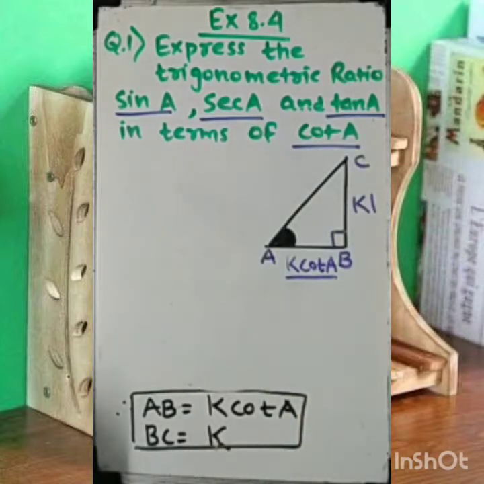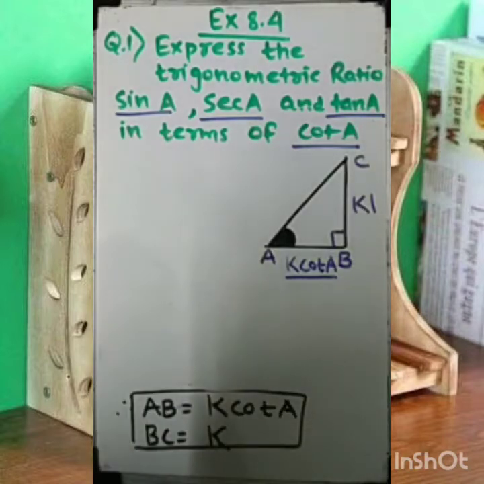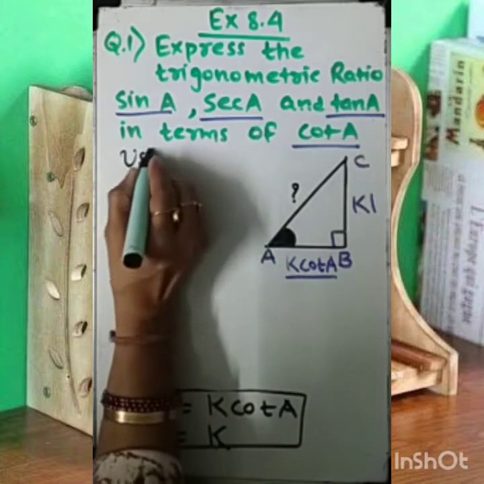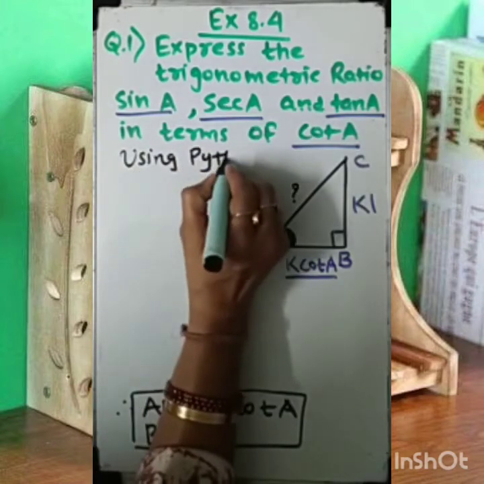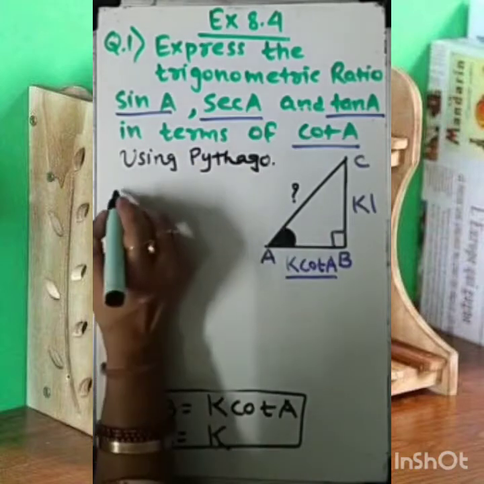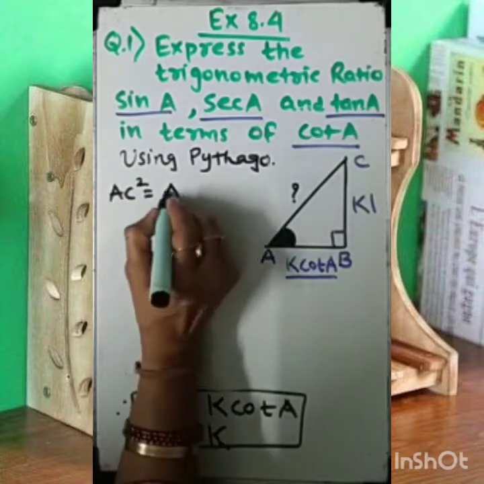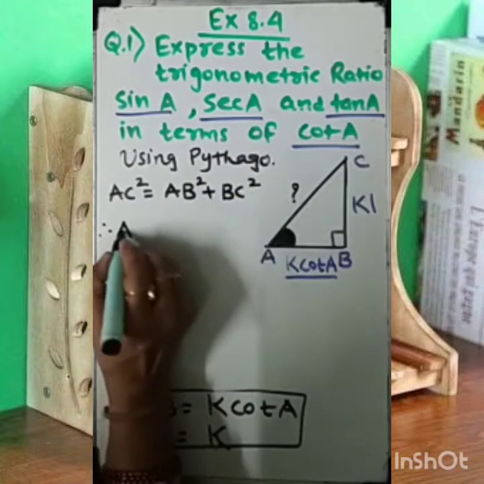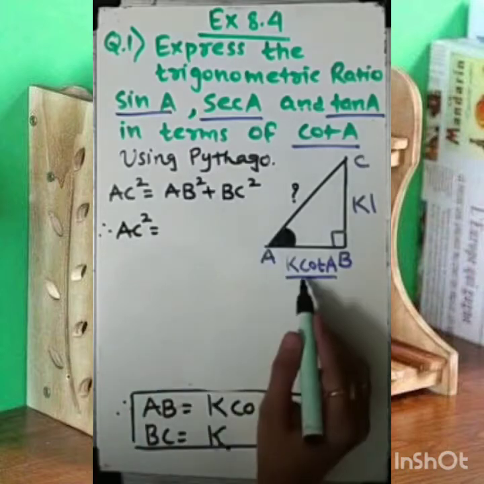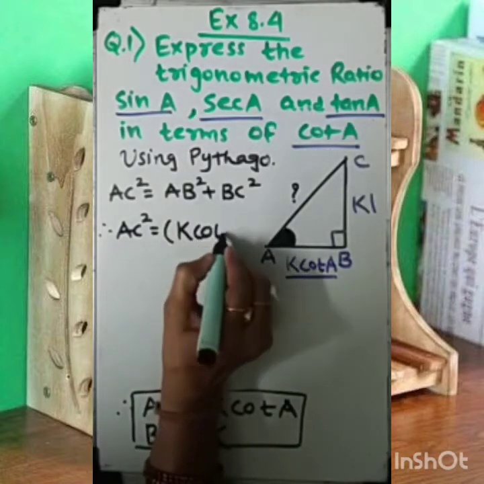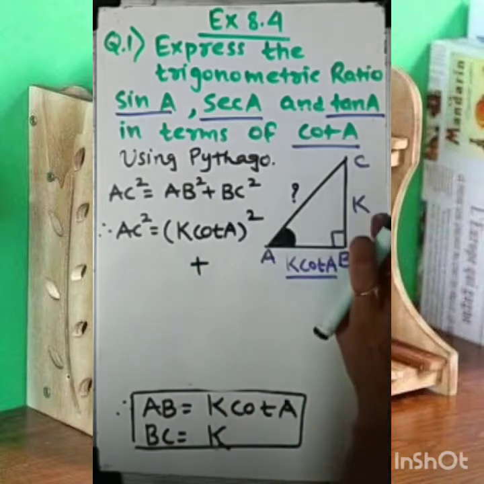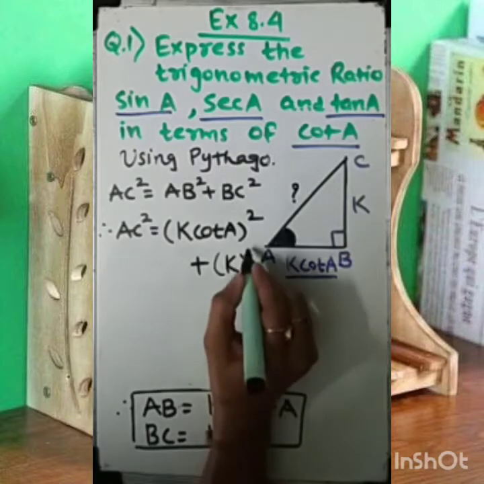Now what about AC? How to find AC? You know very well we need to apply Pythagoras theorem. So dear student, here I am mentioning using Pythagoras theorem. AC square equal to AB square plus BC square. Therefore AC square we do not know, but the value of AB is with us, that is K cot A whole square, plus the value of BC is K into 1, that is K only. So I am mentioning this is K square.